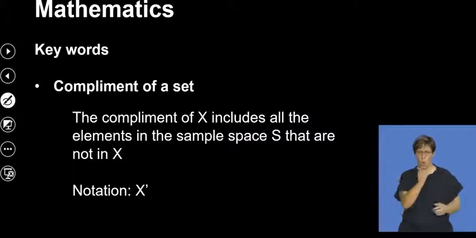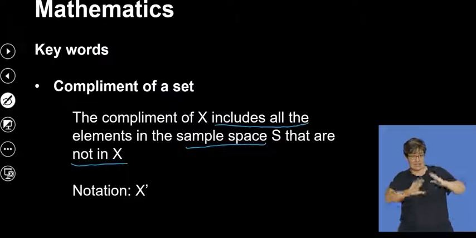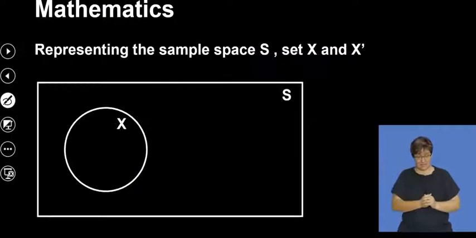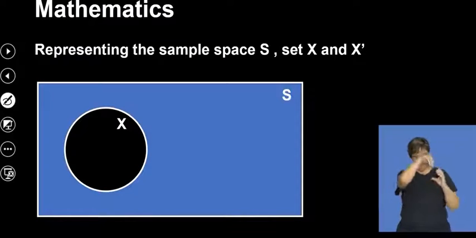Here's a new word: complement of a set. The complement of a set includes all the elements of the sample space that are not in X. So the complement of X is written as X with a little dash or prime on it. So let's have a look at that visually. In this case, we've got the sample space with X on it, the Venn diagram of X. Now look what happens. All the blue represent the elements that are not in X. They make up the complement of X. So everything in blue belongs to the set that is the complement of X.